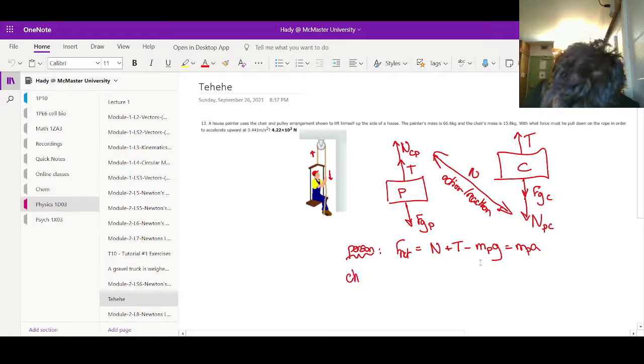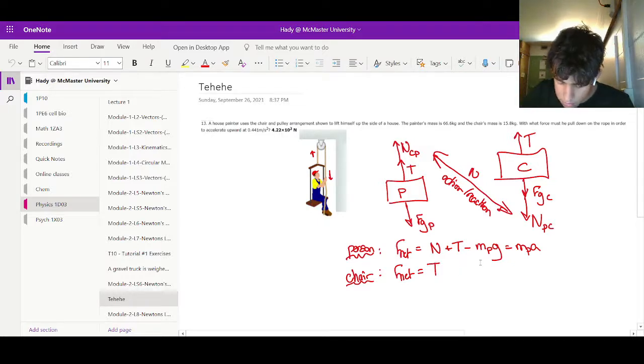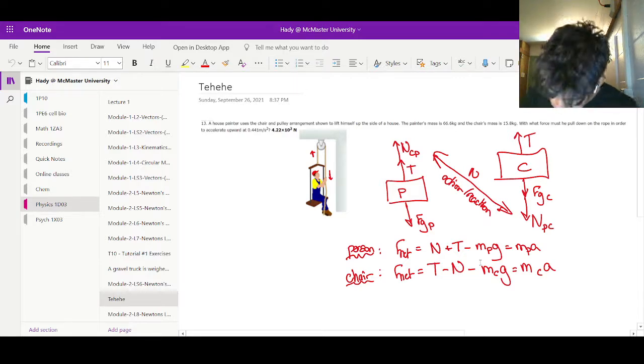Then we have the chair, and the chair here is force equals our tension, so tension going up, minus our normal force minus the mass of the chair times gravity is the mass of the chair times acceleration. Okay, and remember, we have a lot of these values, so I'll highlight the ones we have. I think we have, so we have both of these, both of these, both of those, both of those. So what do we really have? We have two unknowns, two equations.